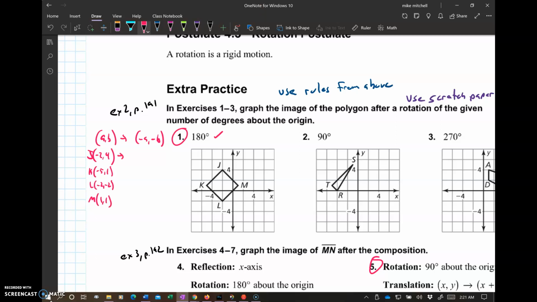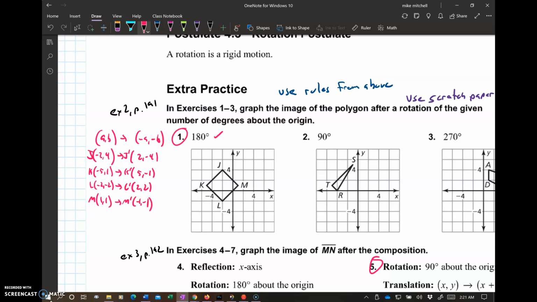Now I'm just going to perform the rules. Remember, this is the opposite of A, opposite of B. It's not negative. Opposite, change the sign. So I just got to change all these signs. So this is going to go to 2, negative 4. That's going to be my J prime. My K prime is going to be 5, negative 1. My L prime is going to be 2, 2. And my M prime is going to be negative 1, negative 1.